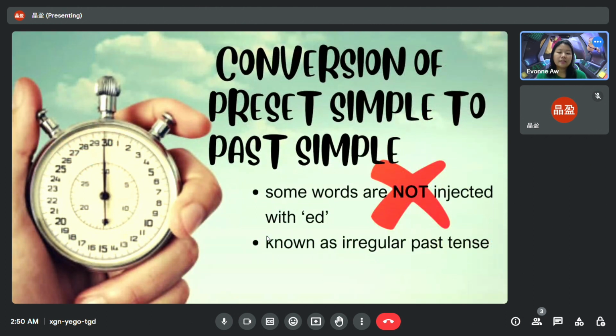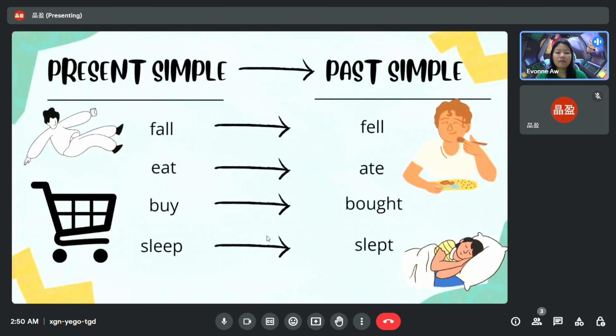For the irregular past tense, the words are not injected with ed. As examples, fall will be converted to fell in past simple tense, and eat will be converted to ate, buy will be converted to bought, and sleep will be converted to slept.